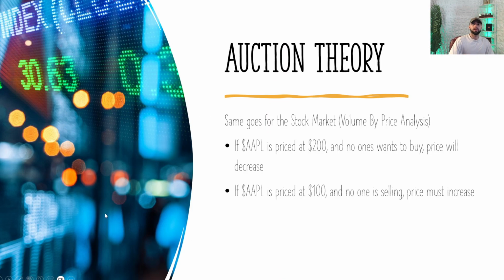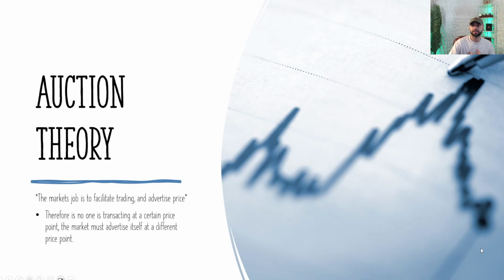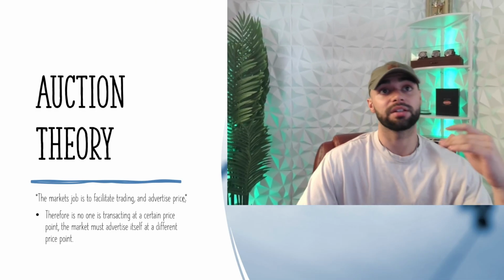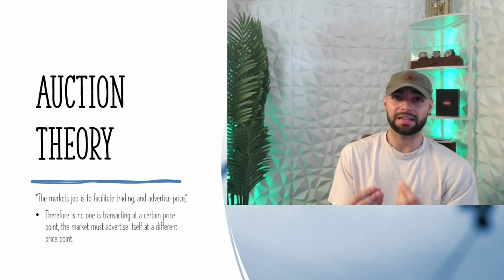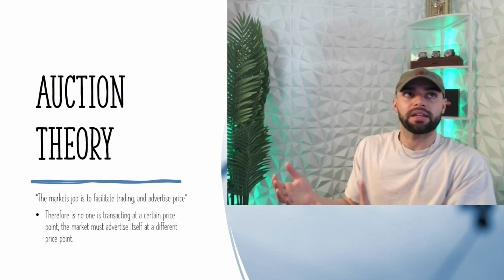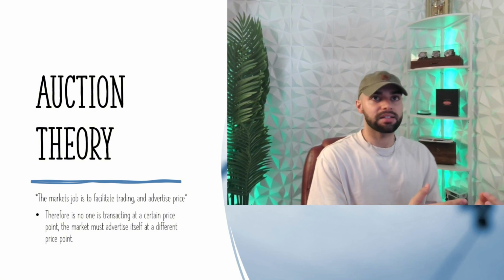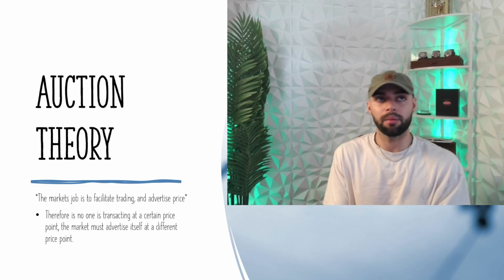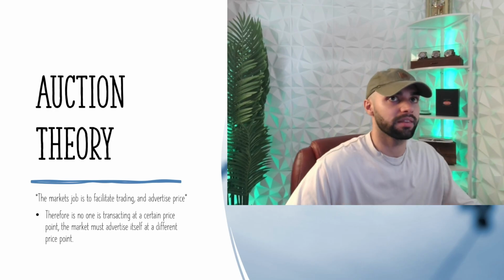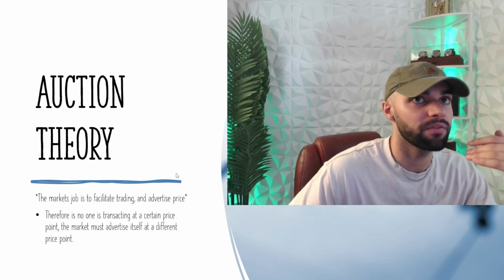Very useful. Same goes with the stock market, right? Instead of iPhones, Apple stock. Apple price 200. No one wants to buy or sell at 200. Nobody's transacting at 200. Apple will then pick another price that is valuable, or people will come back in and transact. Very, very simple, guys. Now, the market's job, right? The market's main job, very, very important, is to facilitate trading and advertise price. So if nobody's trading at certain prices, it must advertise itself at a different price point to get people to come in and take trades and play the market. That's what the market is trying to do. That is the job of the stock market.